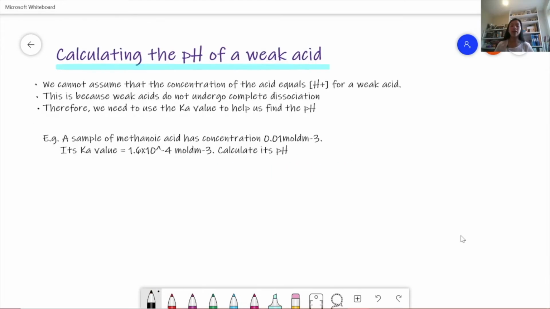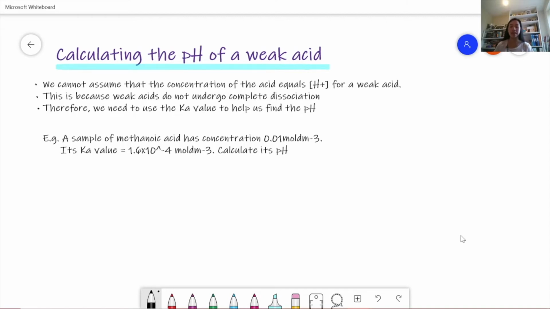because we've got the same amount of each. Now we're going to try and calculate the pH of a weak acid. The first point is that we can't assume that the concentration of the acid equals the concentration of H plus, like we did for strong acids. And this is because weak acids don't undergo complete dissociation. And therefore, we need to use the Ka value to help us find the pH.